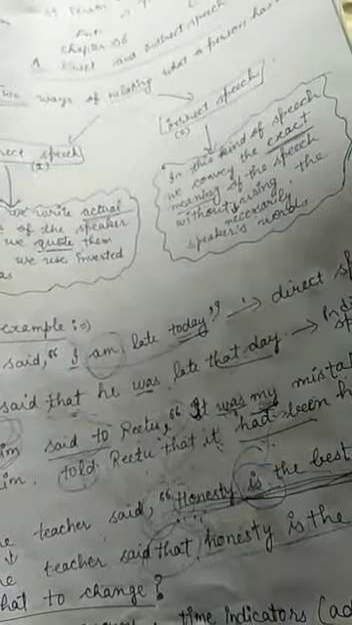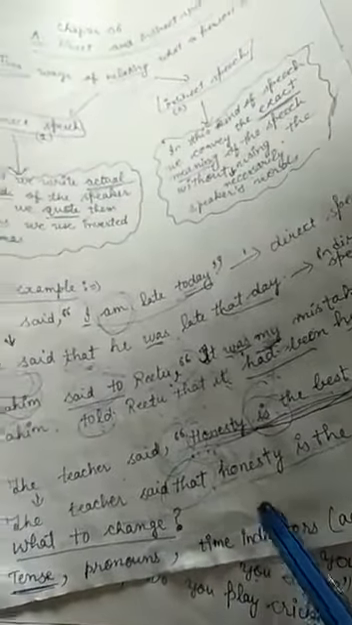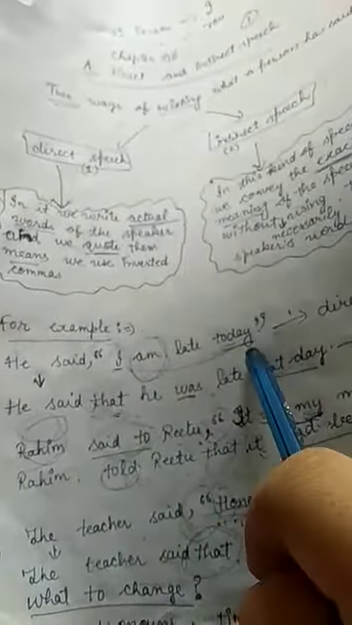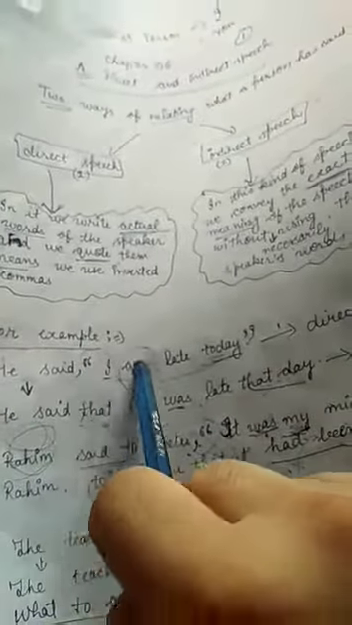So in this chapter we are going to learn about how the tense is changed. Three things we are going to change in indirect speech. First is tense, second is time indicators, and third is pronouns. So we will learn about it.